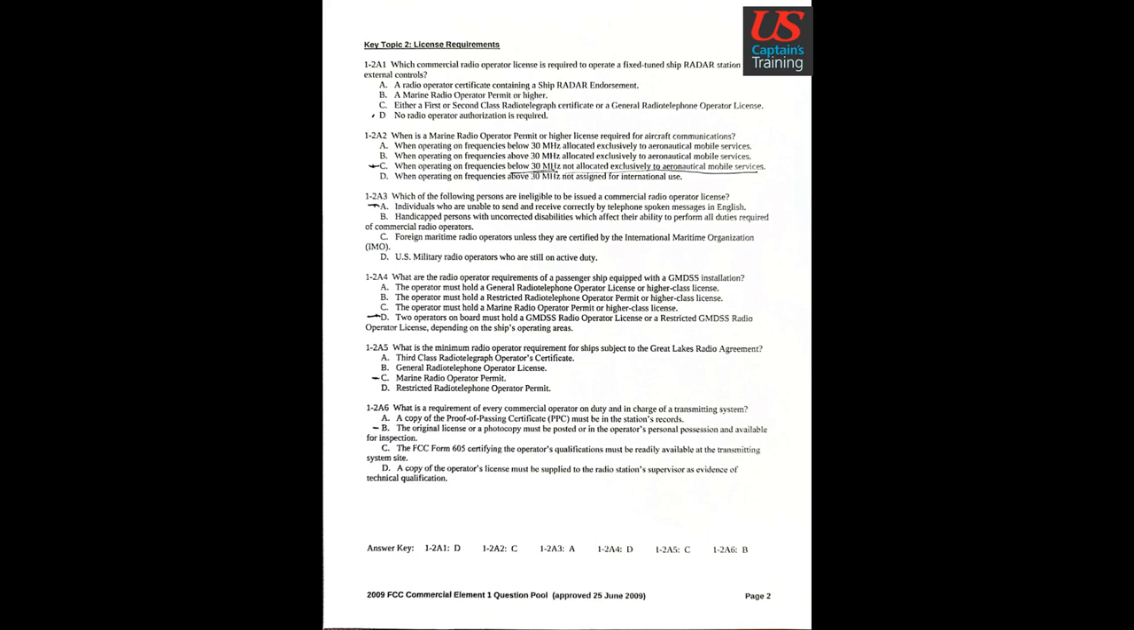5. What is the minimum radio operator requirement for ships subject to the Great Lakes Radio Agreement? C. Marine Radio Operator Permit. 6. What is a requirement of every commercial operator on duty and in charge of a transmitting system? B. The original license or a photocopy must be posted in the operator's personal possession and available for inspection.